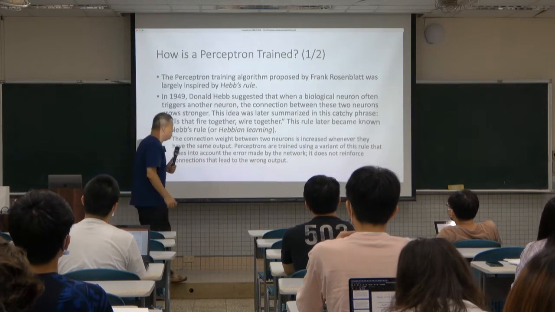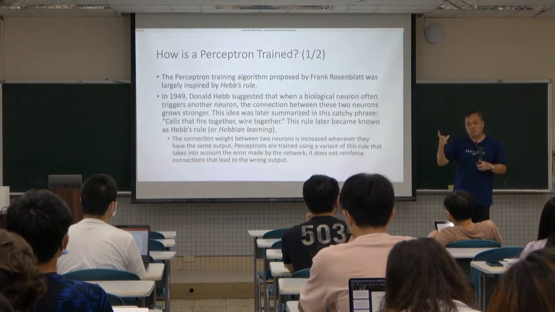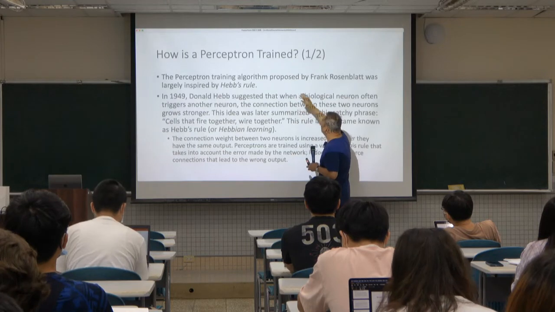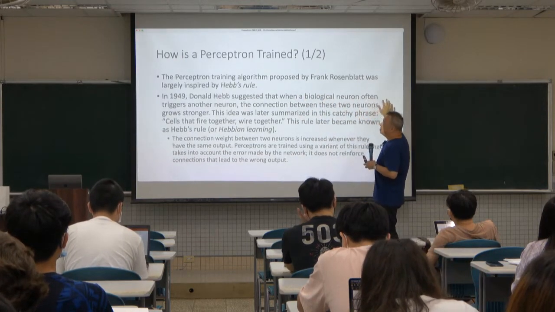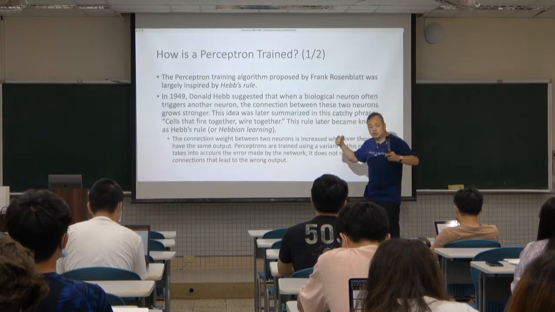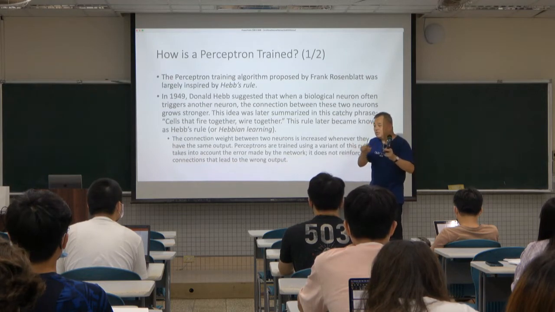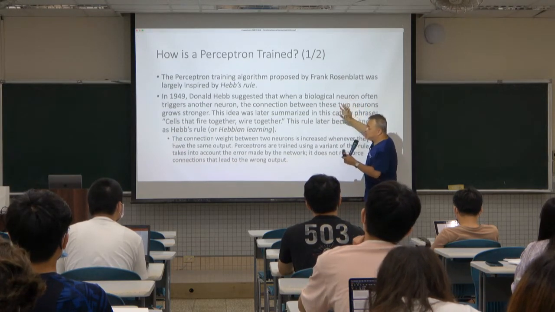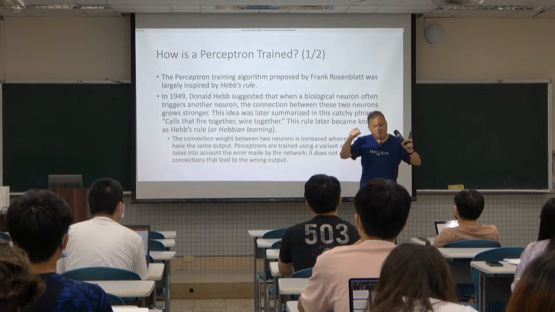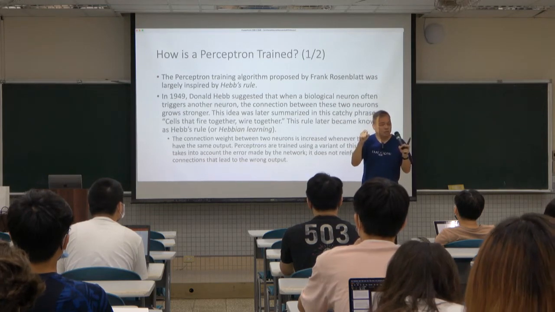biological researcher. Of course, he researched the biological neuron. In his research, he found that when a biological neuron often triggers another neuron, the connection between these two neurons grows stronger. Remember we talked about neurons having connections. If these two neurons get triggered simultaneously all the time, then their connection has positive feedback to increase the connection strength.